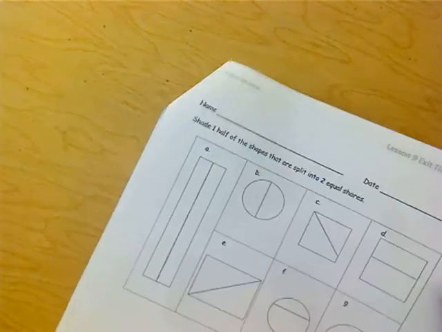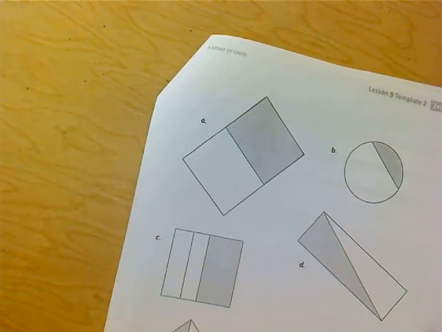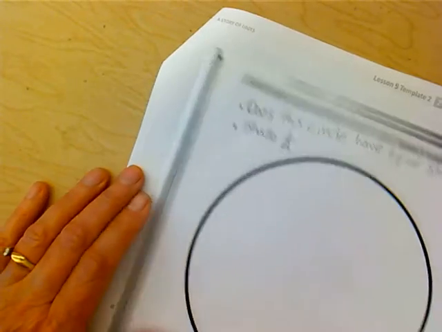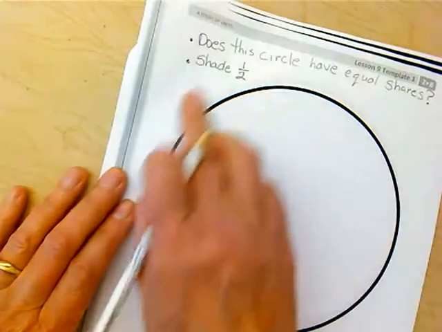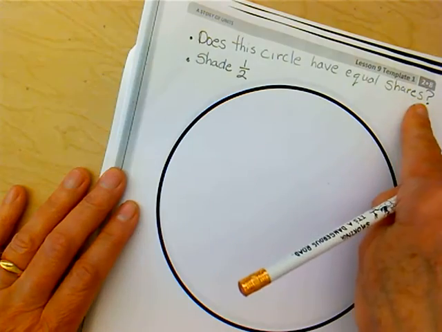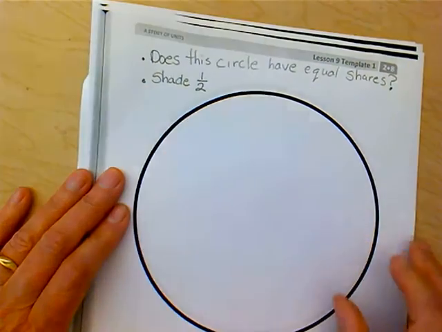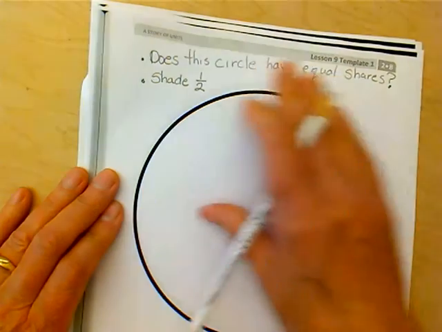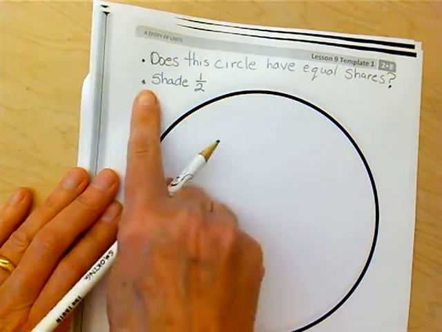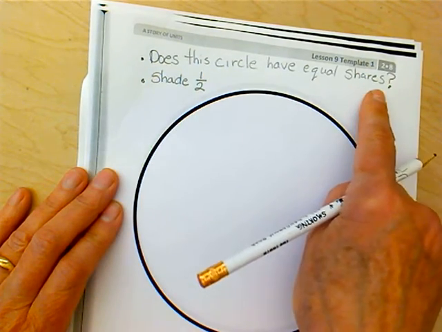And then, before we get to the exit ticket, there are 2 template pieces that I need to have you do, and they are a part of your packet. I'm going to show you the first template piece. This is template number 1, and you have a big circle here. They want to know, does this circle have equal shares? Well, you're not going to know that until you shade half of it. So you're going to have to divide this circle up so that you can shade half of it, and then you're checking to see if what you did has equal shares.